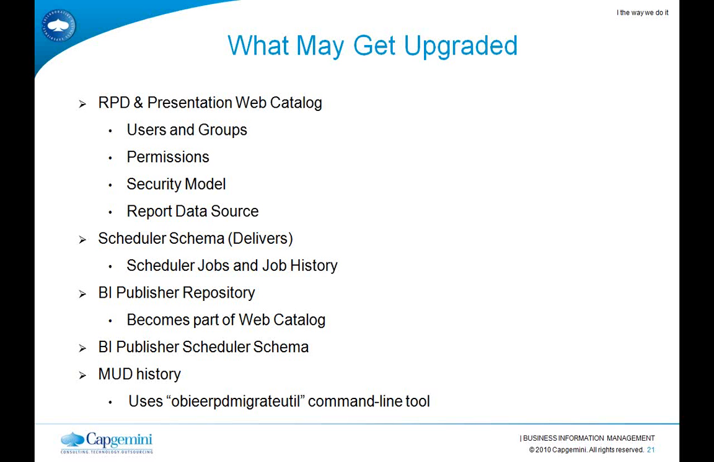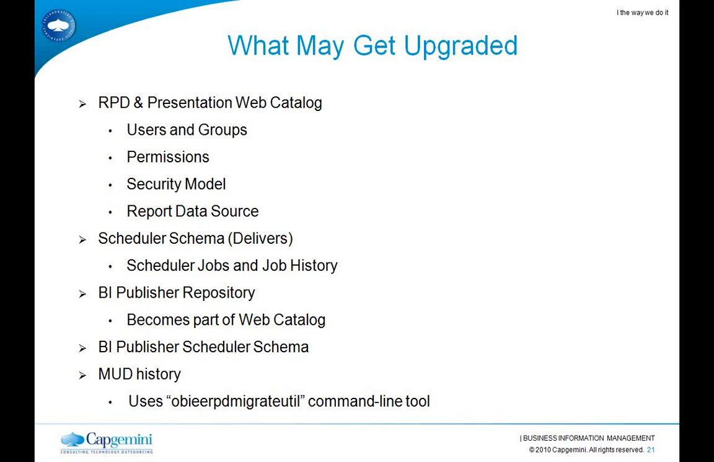So you don't really have to reapply, unless maybe you've got XML or Excel files and your paths are different. You'd have to reapply those paths, as we stated earlier. Your scheduler schema, your Delivers information, the jobs, the job history, all of that can be migrated. But remember what I stated, that it will not reschedule them. So the timers won't be reset. You'll have to go into each of those jobs and set it back up to become active again. But it should exist. The BI Publisher repository, that'll be migrated.